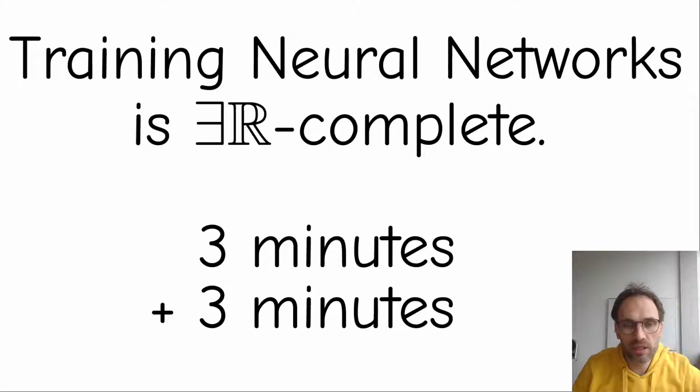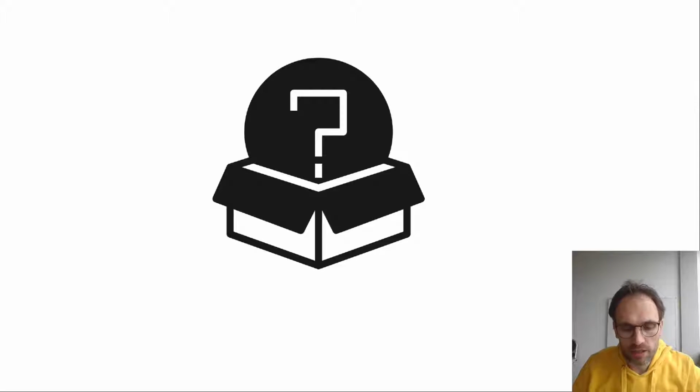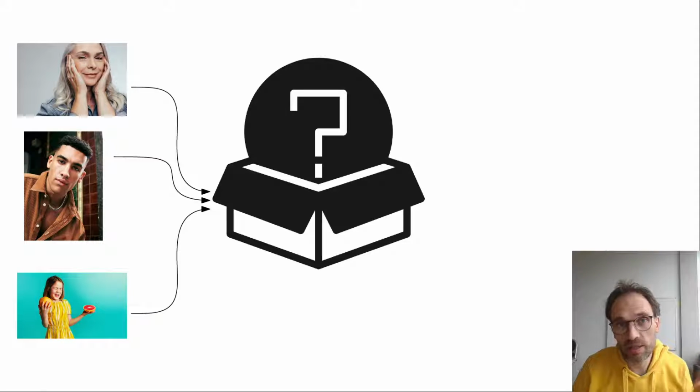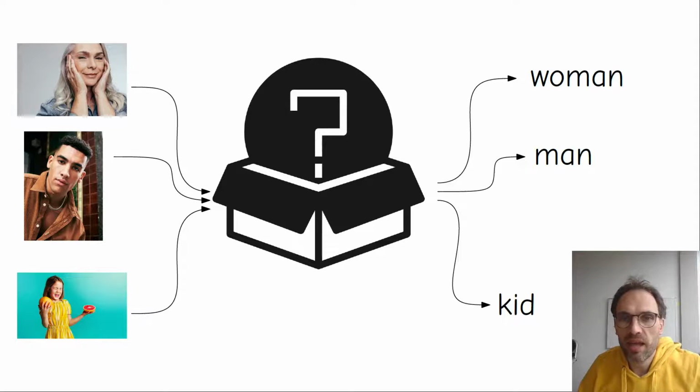It's ER Complete. 3 minutes to explain what it means to train neural networks, and 3 minutes to explain what ER Complete means. Okay, so let me start with what is a neural network. As a first approximation, a neural network can be seen as a black box. You put in something like images, and you get something out, which is some information, like this is a woman, this is a man, or this is a little child.